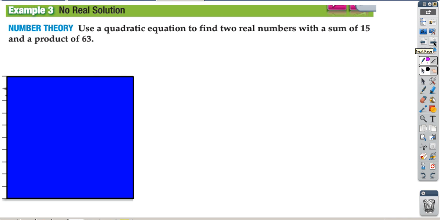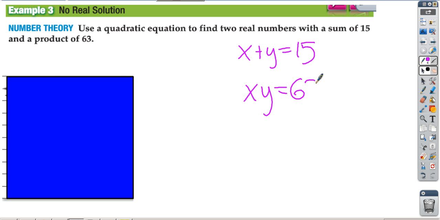Okay, let's see what it looks like when we have no real solution. So this one says use a quadratic equation to find two real numbers with a sum of 15 and a product of 63. We don't know what these numbers are, so let's call them by variables. Let's call them x and y. So we could say the sum of x and y is 15, and the product means multiplying, and product x times y is 63.